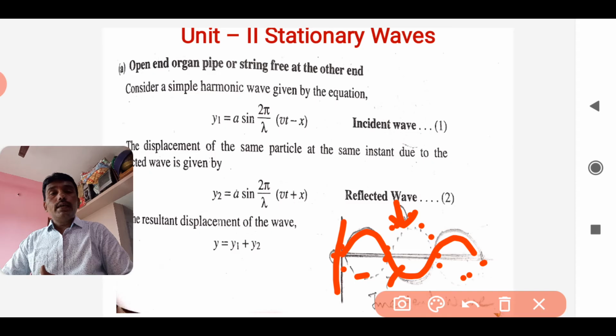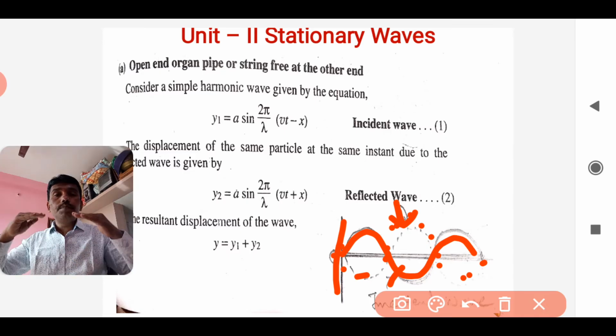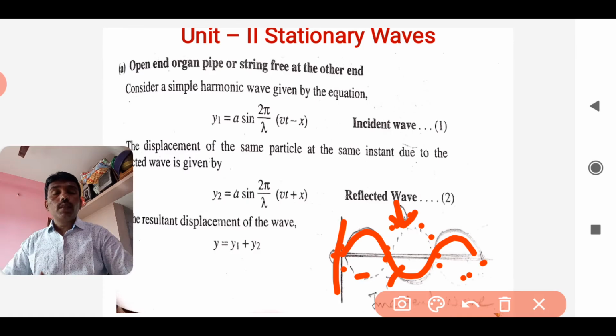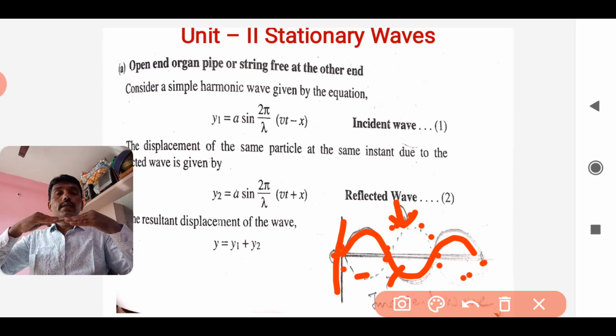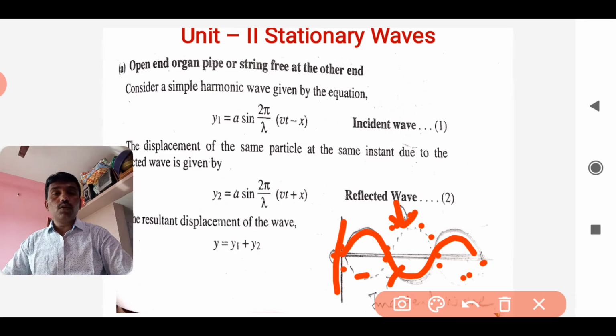Now we have to maintain that two waves of the same amplitude, frequency and time period are superimposing. Then and only then, these waves should also be in a straight line in the opposite direction, which is also very important. Then and only then stationary waves are going to be generated. So in this case, this is maintained in this open end organ pipe.